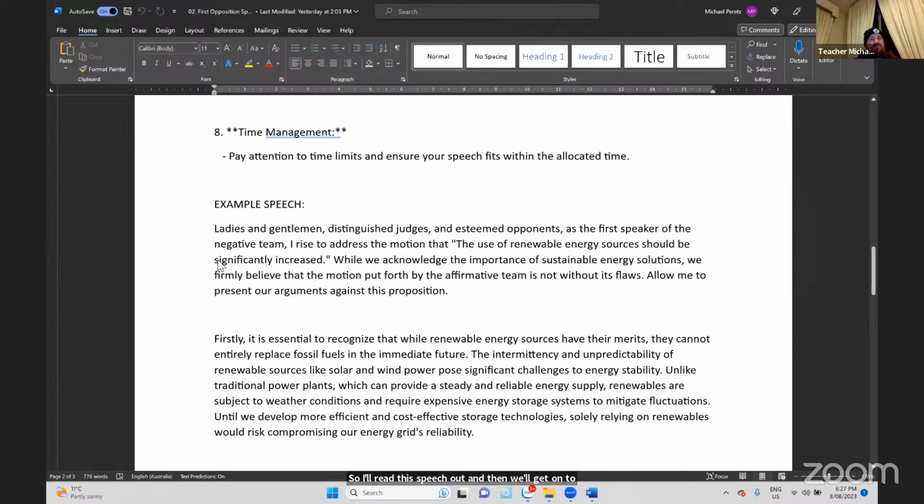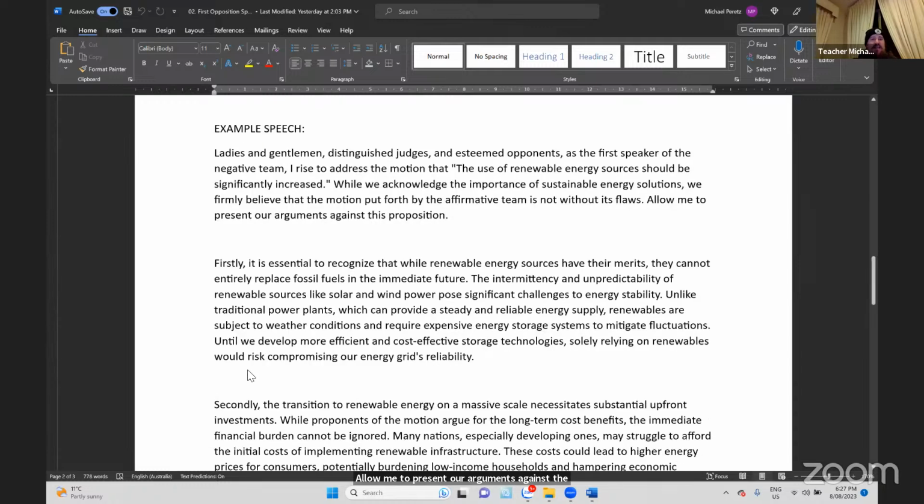proposition speaker. So, ladies and gentlemen, distinguished judges and esteemed opponents, as the first speaker of the negative team, I rise to address the motion that the use of renewable energy sources should be significantly increased. While we acknowledge the importance of sustainable energy solutions, we firmly believe that the motion put forth by the affirmative team is not without its flaws. Allow me to present our arguments against the proposition.